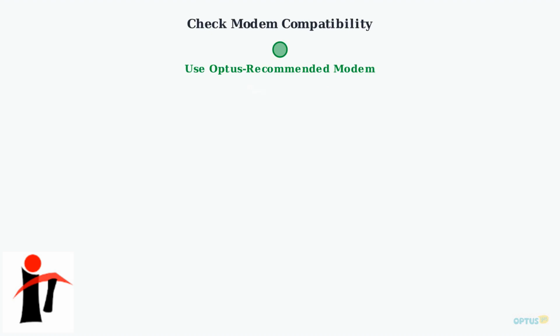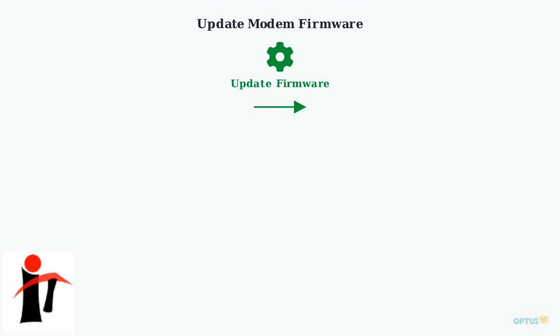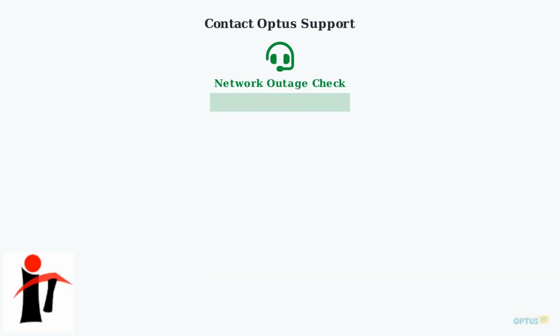If using a third-party modem, compatibility issues can occur. Consider switching to an Optus-recommended modem like the Huawei HG659 or Sagemcom Fast 5688. Ensure your modem firmware is up to date, as outdated firmware can cause connectivity problems. If the issue persists, contact Optus support for further assistance, as there may be a network outage in your area.